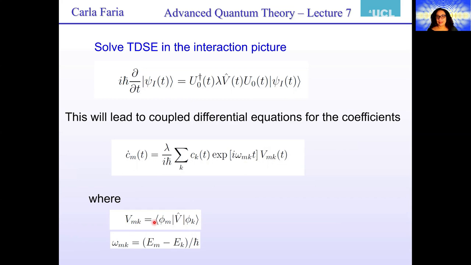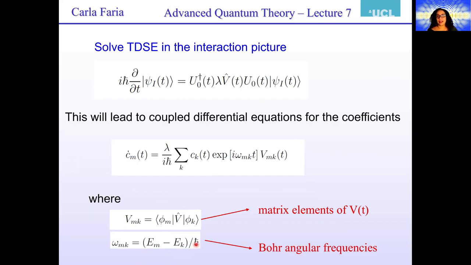And here we're going to have that this V_mk(t) are the matrix elements of that perturbation V, and they are time dependent. And these omega_mk that appear here, which are proportional to the difference of the energies divided by h bar, are Bohr angular frequencies, which are going to be associated with transitions between bound states. We're going to get that and we're going to discuss. And all this is associated then with the eigenstates of H naught, which is the unperturbed Hamiltonian.